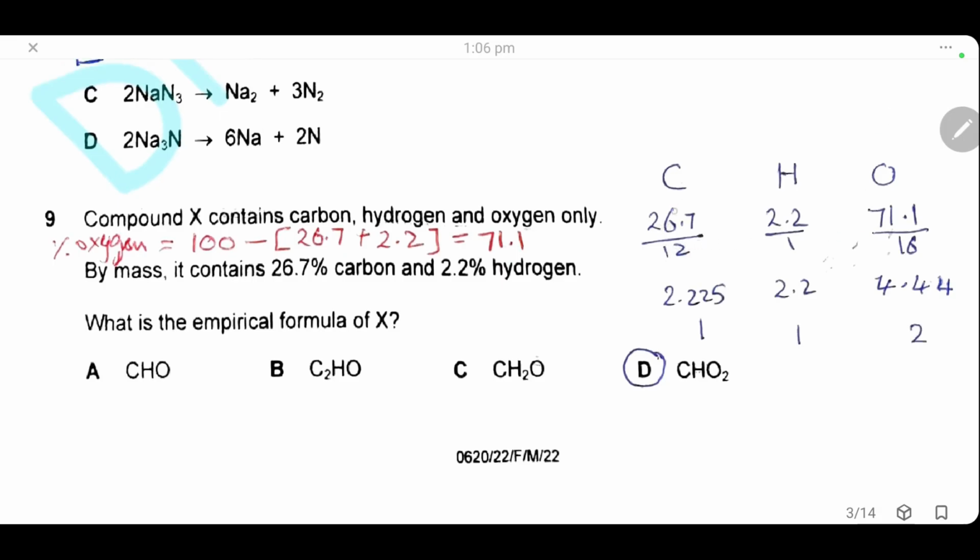Then we will find the empirical formula by dividing each percentage by its relative atomic mass. The percentage of carbon, 26.7, divided by 12, which is the relative atomic mass of carbon. For hydrogen, divide by 1, and the percentage of oxygen, divide by 16. We have three numbers, 2.2, 2.2 also for hydrogen, and 4.4 for oxygen. We will divide the three numbers by the lowest number, which is 2.2. The ratio will be 1 to 1 to 2. So the empirical formula is 1 for carbon, 1 for hydrogen, and 2 for oxygen, CHO2. The answer is D.